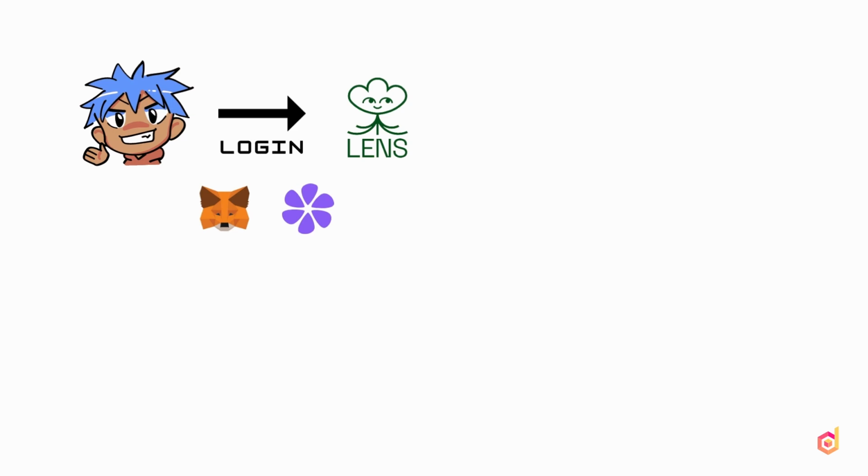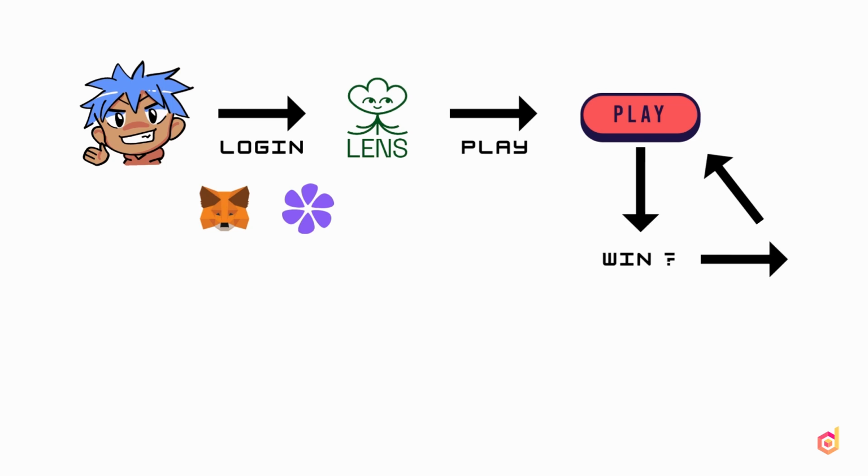Once you have logged in with your Lens handle, you can start playing the game and score as much as you can. When the game is over, you have two options. You can either replay the game to improve your score, or if your score is satisfactory, you can challenge your friend.